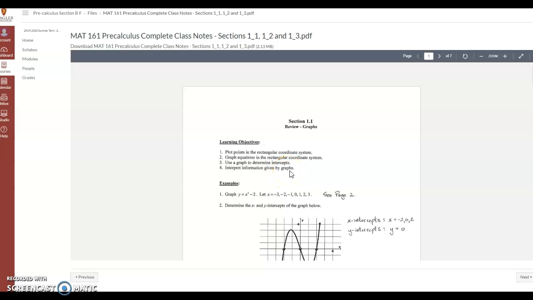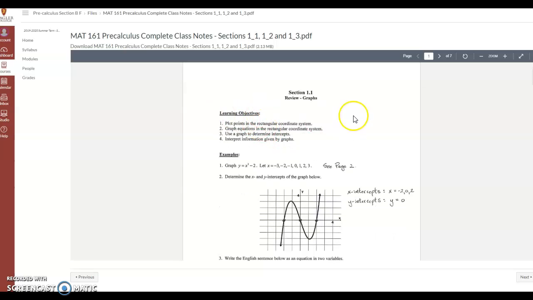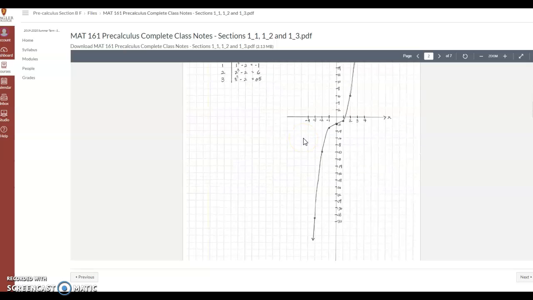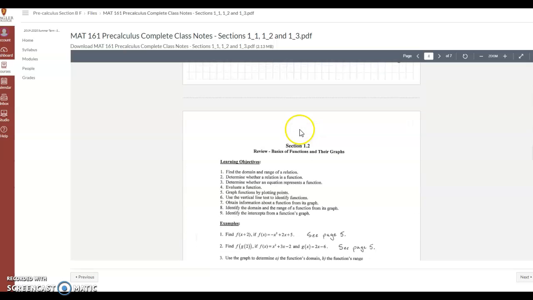Really, it's all review of algebra type things that you need to understand and know to be able to do well in precalculus. Okay, so the learning objectives for 1.1, when we're reviewing graphs, are to be able to plot points in the rectangular coordinate system, to graph equations in the rectangular coordinate system, to use a graph to determine intercepts, and interpret information given by the graphs. So again, this video is going through all this stuff.